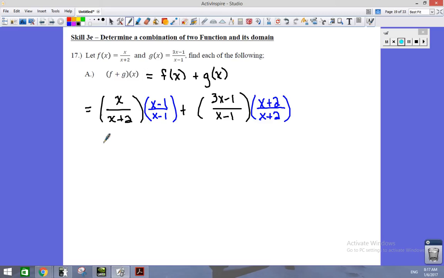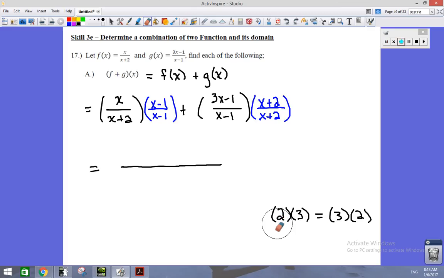So the denominator in this first fraction is x plus 2 times x minus 1. And that's the same denominator you have over here, except that the order of multiplication is different. But we know that the order of multiplication doesn't matter, that 2 times 3 is the same number as 3 times 2. They call that property the commutative property. Not every operation is commutative. 2 minus 3 is not the same thing as 3 minus 2. Multiplication and addition are commutative, but subtraction and division are not commutative.